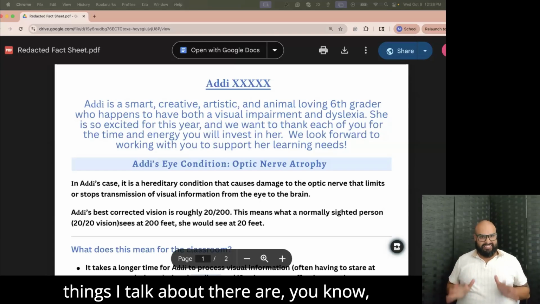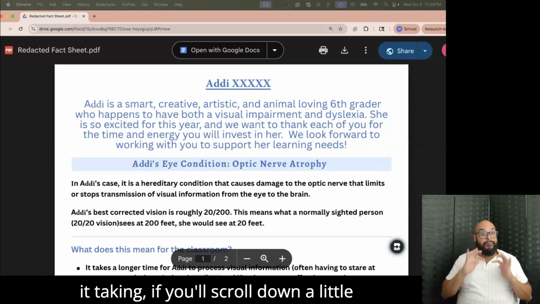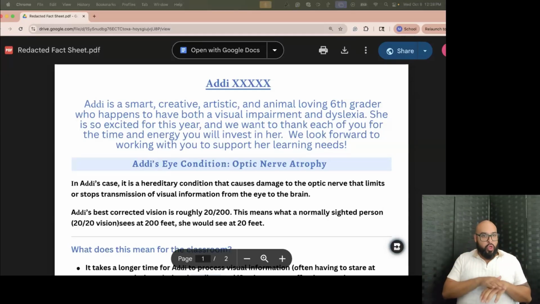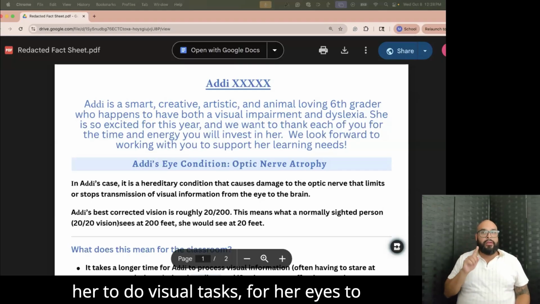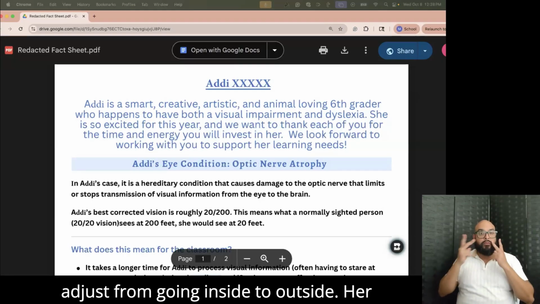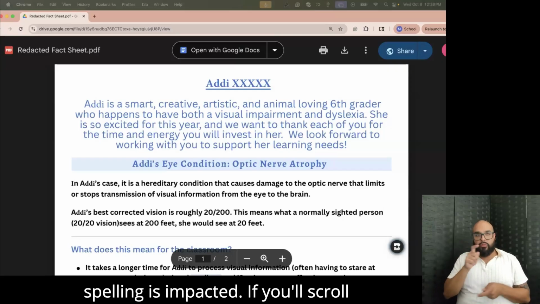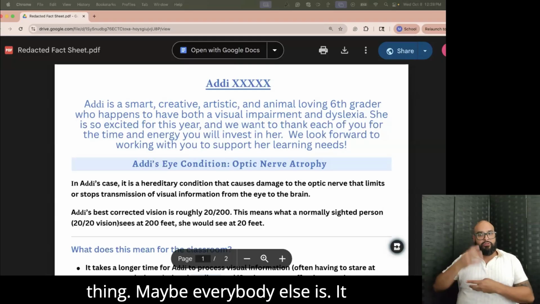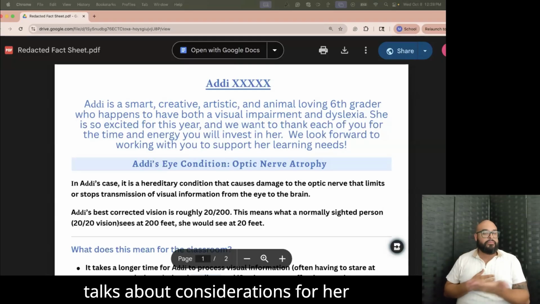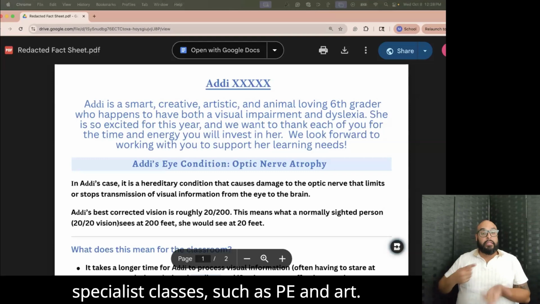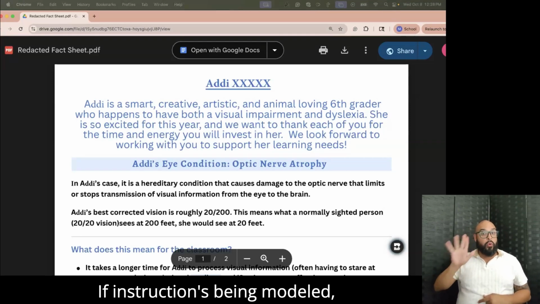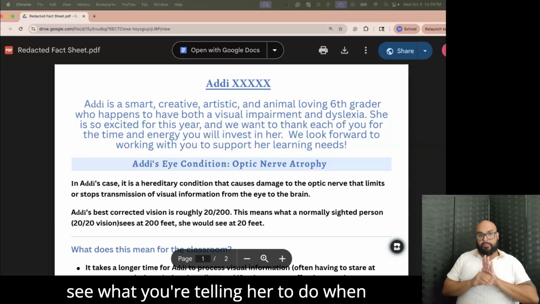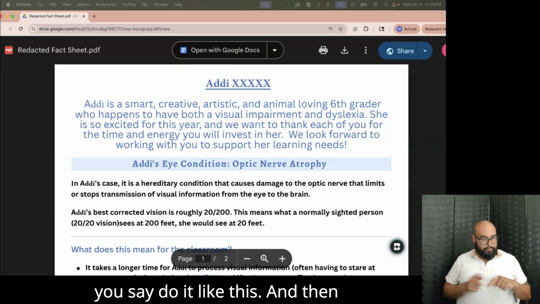And you'll see some of the things I talk about there are, if you'll scroll down a little bit, it takes a little bit longer for her to do visual tasks, for her eyes to adjust from going inside to outside. Her spelling is impacted. If you'll scroll down, I'm sorry, I'm not seeing the whole thing. Maybe everybody else is. It talks about considerations for her specials classes, such as PE and art. If instruction's being modeled, she's going to have to be really close to that. She's not going to see what you're telling her to do when you say do it like this.